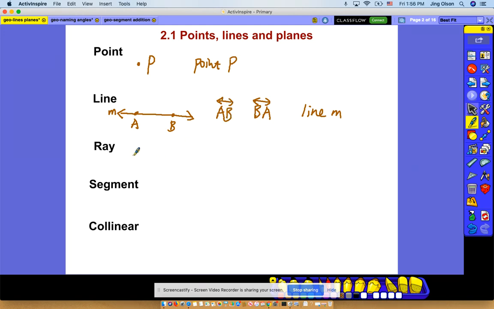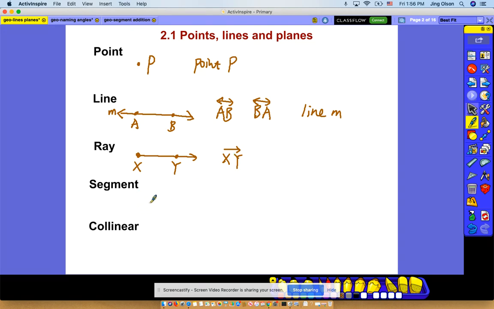For a ray, the difference between a line and a ray is that a ray has an endpoint. Lines don't have any endpoints. A ray has one endpoint and goes on forever on the other side. To name a ray, we use 2 points. Let's say the endpoint is X, and then there's another point this way, Y. So this is ray XY. Ray XY has 1 arrow. It starts from X, the endpoint, and goes to Y. So a line has 2 arrows, a ray has 1 arrow. There's no other way of writing a ray.